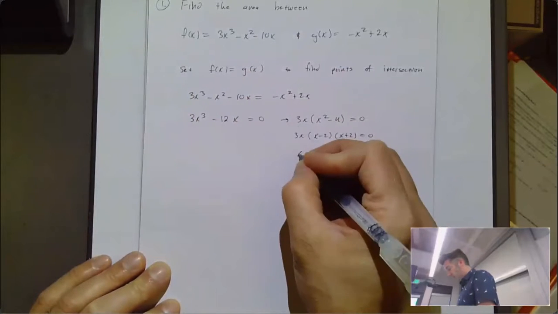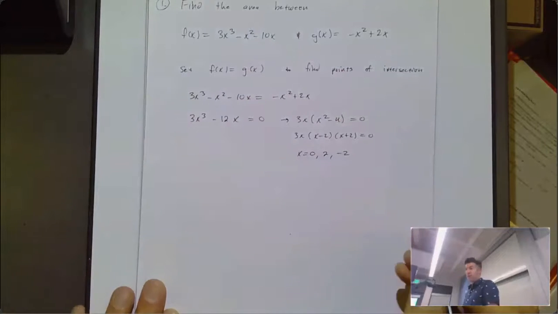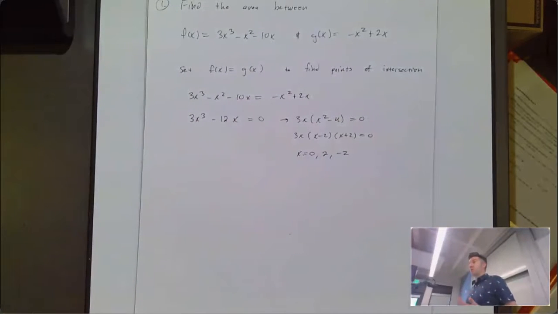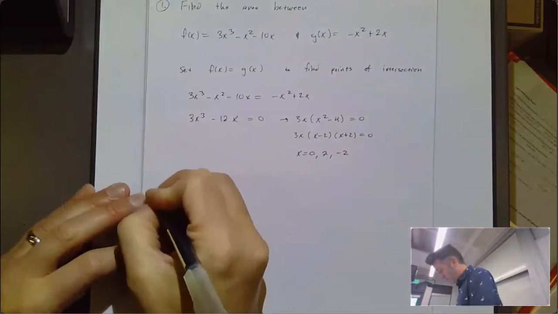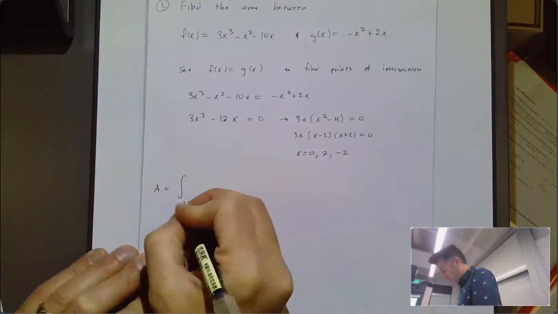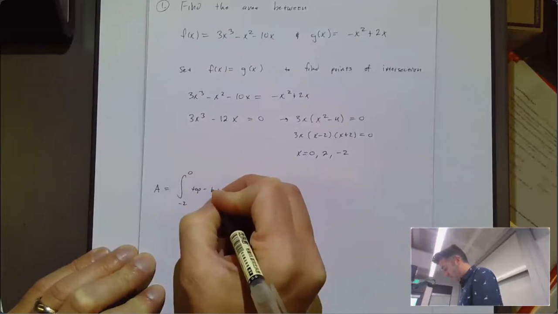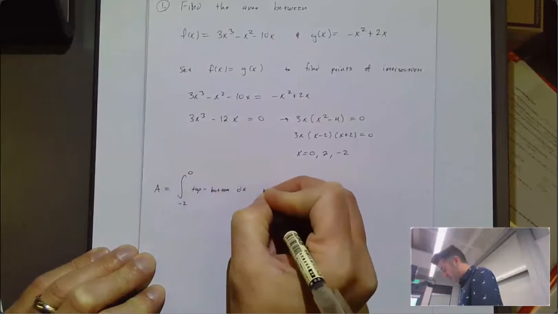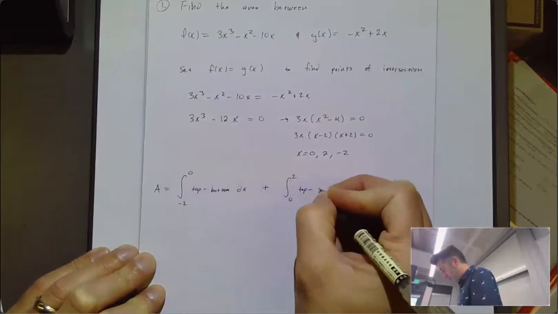I'm getting x equal to 0, 2, and negative 2, which means we have to actually write this as 2 integrals because there are 2 different intervals where one function might be on top and one function on the bottom. So the area between the 2 curves is going to equal the integral from negative 2 to 0 of whichever function's on top minus whichever function's on the bottom, plus the integral from 0 to 2 of whichever function's on top minus whichever function's on the bottom.